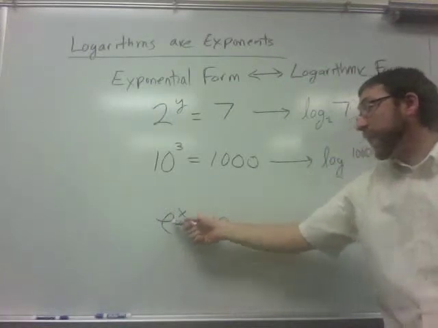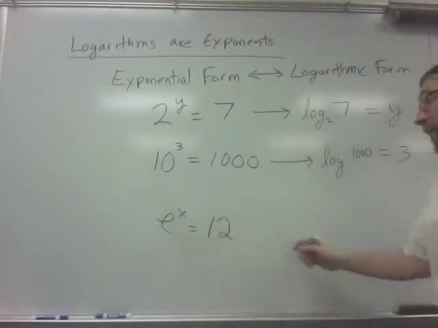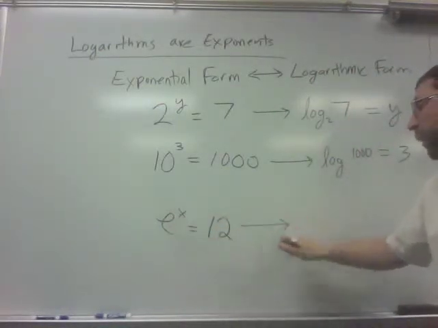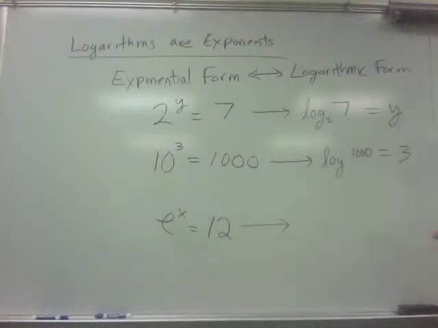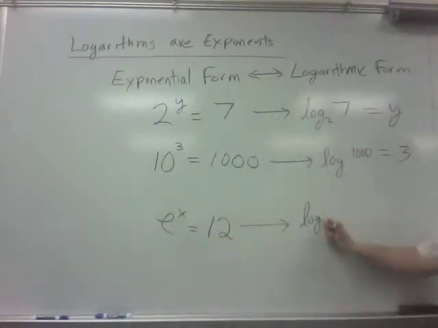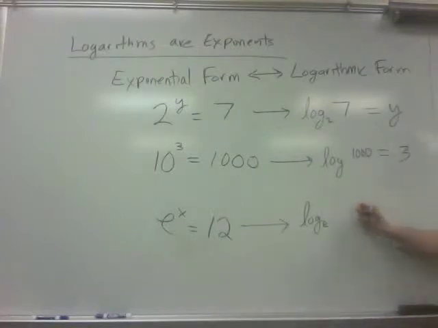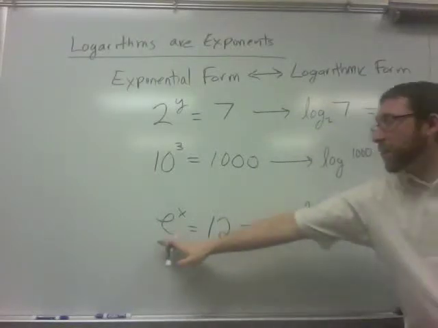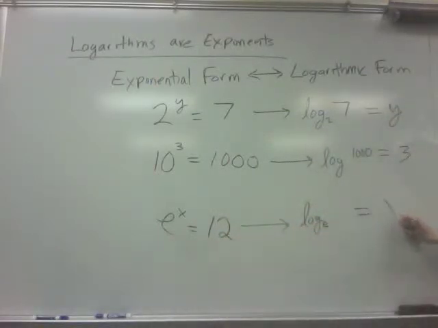For this one here, that's e to the x. That's Euler's constant, which is a special number just like pi is. If you rewrote that in logarithmic form, the base, which is on the bottom, is e. So that's where we put our base. Logarithms are exponents. The exponent on this side is x. So we know that x is going to go on that side there because logarithms are exponents. And then the 12 would end up over here.